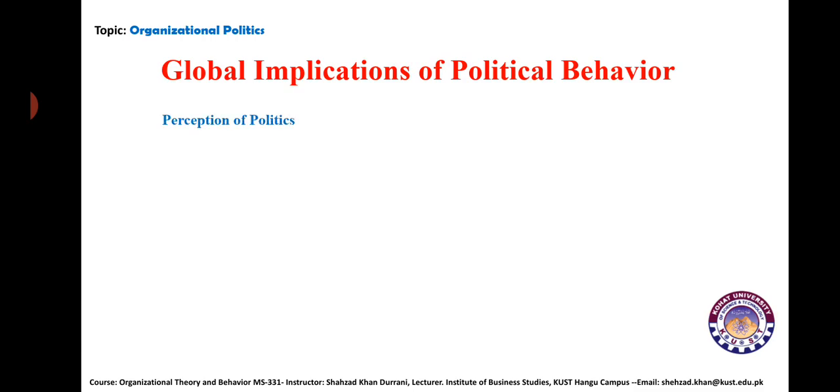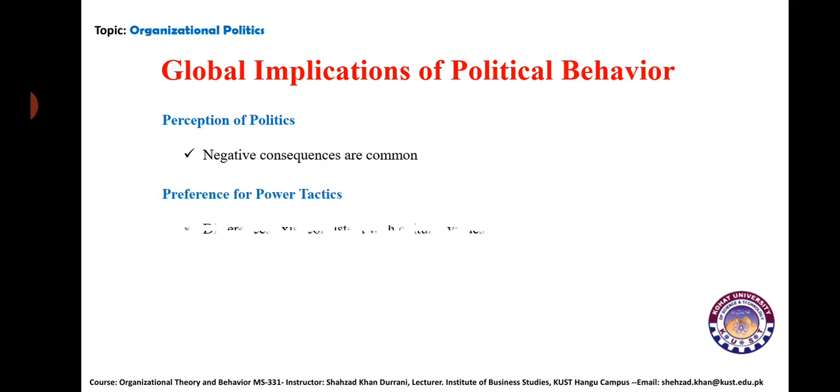So these are the responses, and the last one is the global implications of political behavior, right? The implication of politics is the perception of politics. So the perception of politics is that negative consequences are common, right? Normally people use the term organizational politics as negative, right? People are not using it for the benefit of the organization, rather they are using it for their own benefits or their own personal interests, right? Then preferences for power tactics, right? So differences exist consistent with cultural values, right? It means that the tactics for power are different as well because of the cultural values, right?